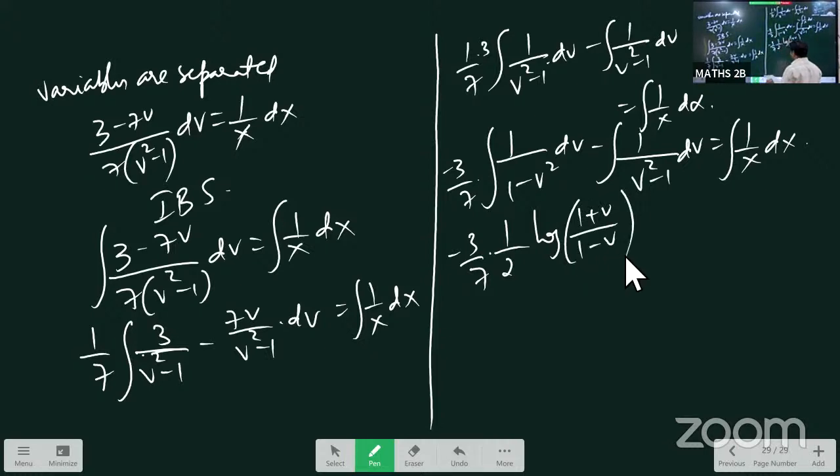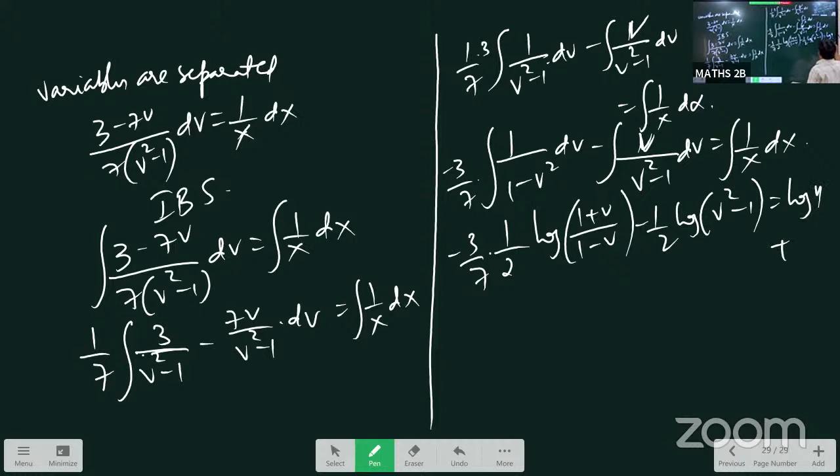Is it clear? And this is here, sorry, v is there now. Now multiply and divide with 2. Then log of (v square minus 1) it becomes, equal to log x plus log C, because everything we got in terms of log, no? So here, take 1 by 2 common and bring it to that side. So minus 3 by 7.